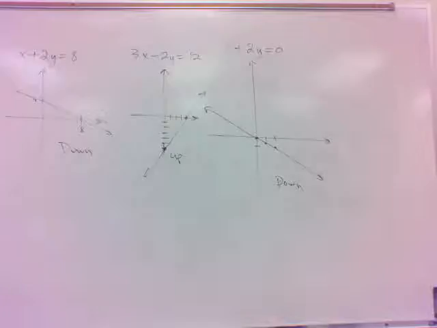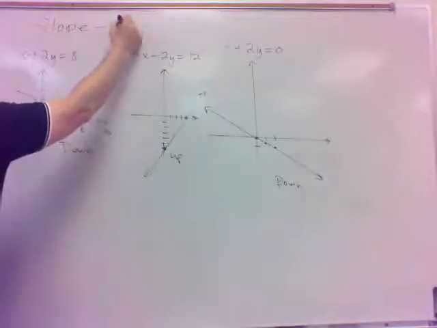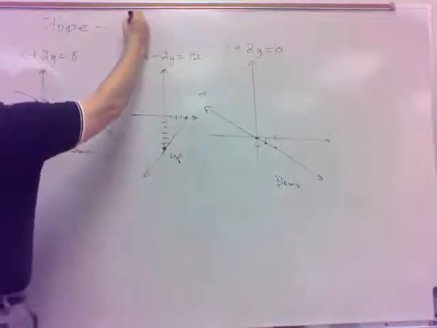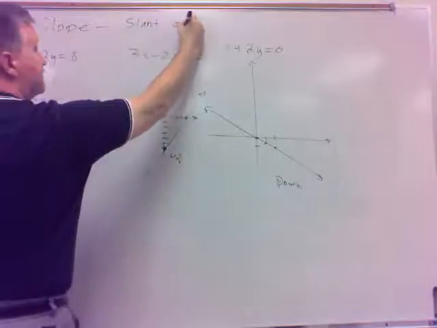But that's what I wanted to talk about next, the slants of lines and the measurement of those slants. The measurement of the slant of a line is called its slope. And actually, steepness is involved there too.